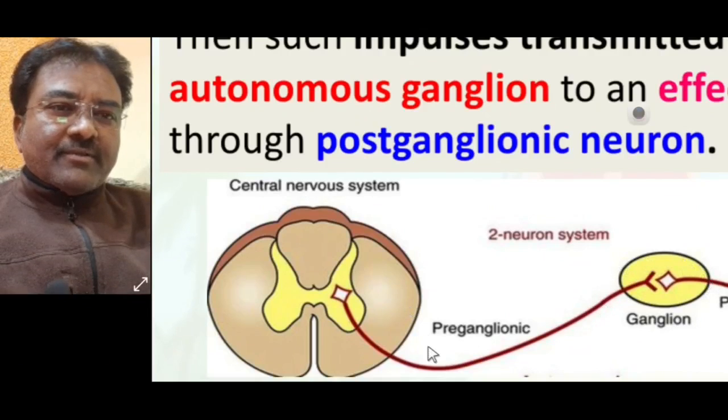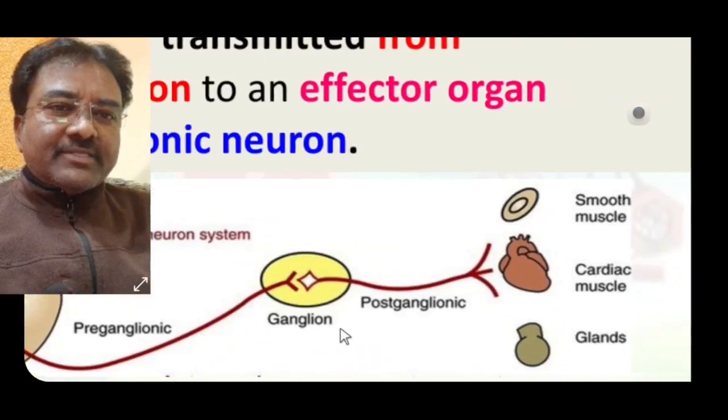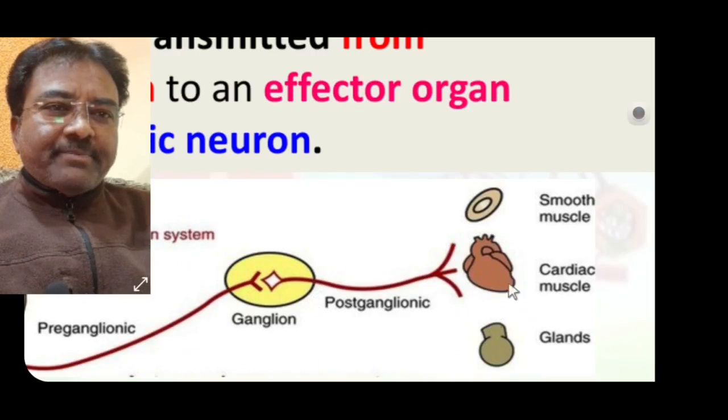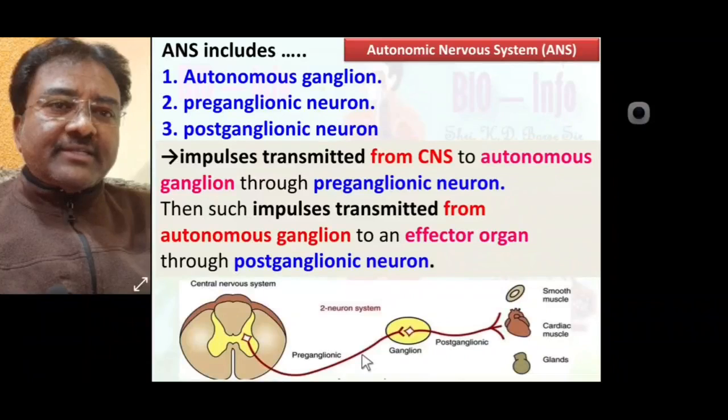So in between the preganglionic neuron and the autonomous ganglion there is a synapse. Also, in between the postganglionic neuron and the effector organs there is a synapse. Such a type of control measure is seen in the autonomous nervous system.